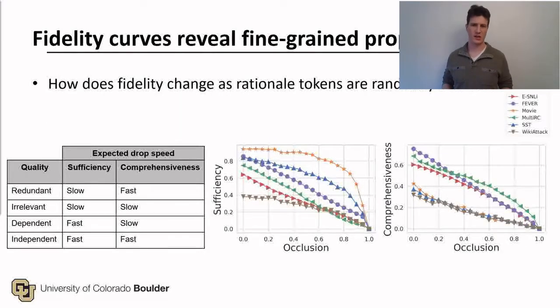In order to evaluate these qualities, we propose to examine how sufficiency and comprehensiveness degrade as tokens are randomly removed from the human rationales. Depending on the various levels of redundancy, irrelevance, dependency, and independency, we expect to see different rates of degradation in sufficiency and comprehensiveness. Briefly, an example here is the movies dataset in orange, which shows a very slow drop in sufficiency and a relatively fast drop in comprehensiveness, indicating that it has many redundant tokens.